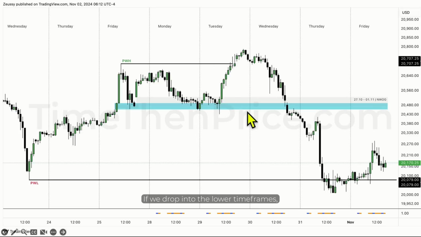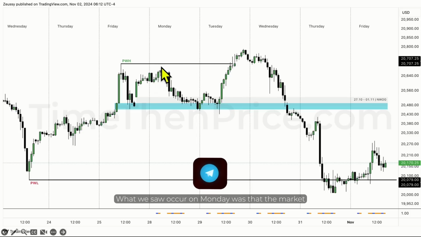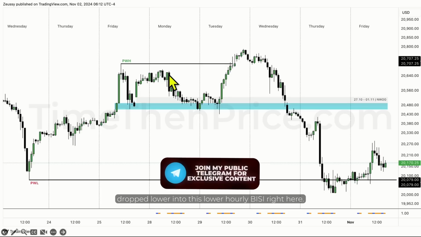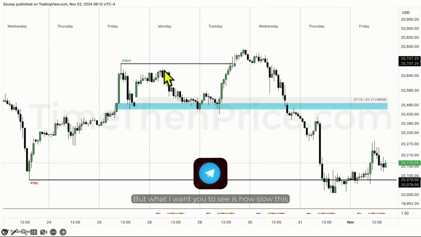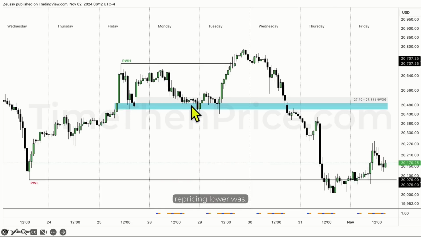If we drop into the lower time frames, what we saw occur on Monday was that the market dropped lower into this lower REBC right here. But what I want you to see is how slow this repricing lower was. Do you see how much back and forth there was?